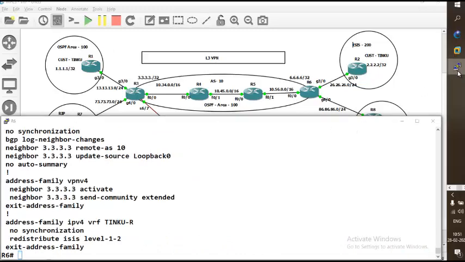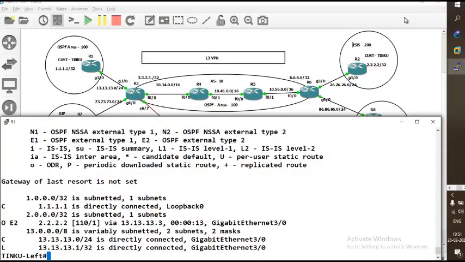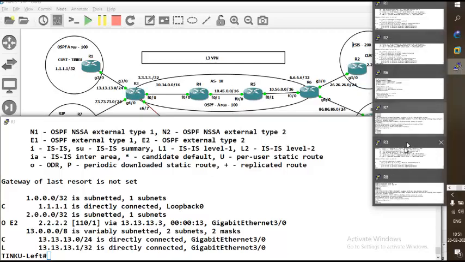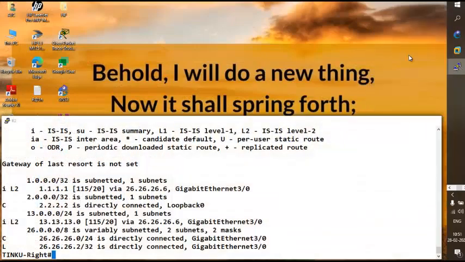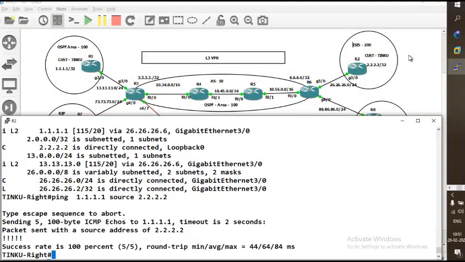I must be seeing it now on R1. R1, you got the magic. You see, you received the route. Now when I try pinging from R2, this ping will go. So this is how you need to configure ISIS. See? It is not easy.